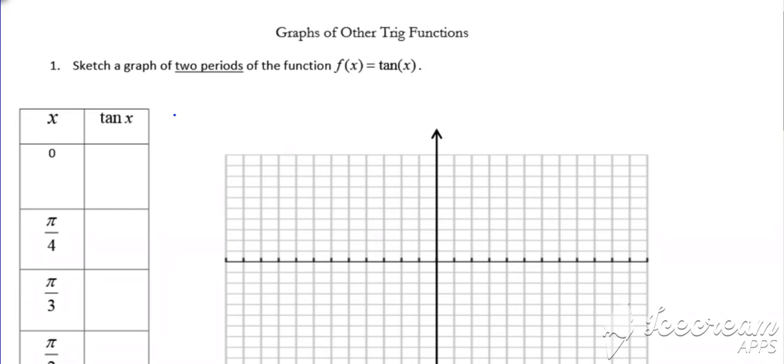Each video is about 5 minutes. So if I get cut off, make sure you click the second video. We're going to see some tangent and cotangent graphing for our final pieces in graphing. You saw tangent a little bit last year. Cotangent will be new. So let's look at the tangent graph.